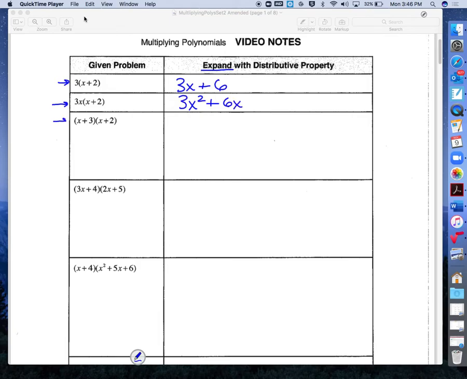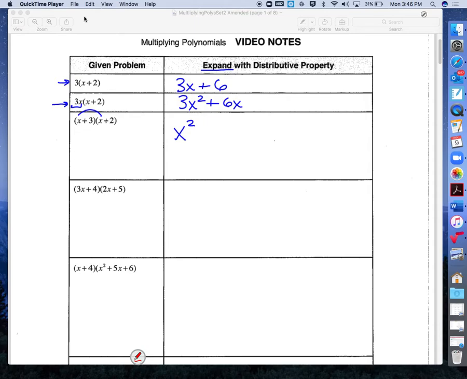Now moving on down, finally a new skill. Notice that now instead of having a monomial 3x, I'm connecting the x and the 3 with addition. So I now am going to multiply a binomial by another binomial. And this is just simply a layered up distributive property. That's all this is. So the first thing I'm going to do is multiply the first x in the first binomial by the first x in the second binomial. That's going to result in x squared.